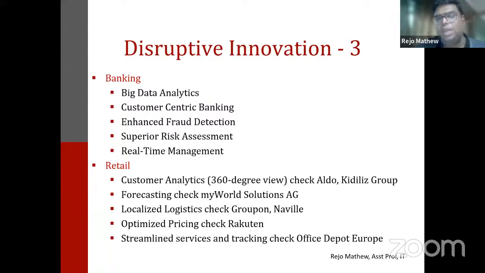Then localized logistics. If you are importing different products and depend on foreign products or foreign manufacturers, to avoid that there are some companies working to get localized logistics so that you can get the same product very close to you. Then there is optimized pricing. One of the major things we want is cheaper, or optimum, pricing, that is, at a very low cost I can get the best product. And of course, streamlined services and tracking. For example, if I'm purchasing a product, from the time I make a payment they tell me that within 24 hours or 48 hours the product will be delivered. So I can see the real stats as to where the product is, whether it is going to the warehouse, whether it is coming from the warehouse, whether it is shipped, and all those things.